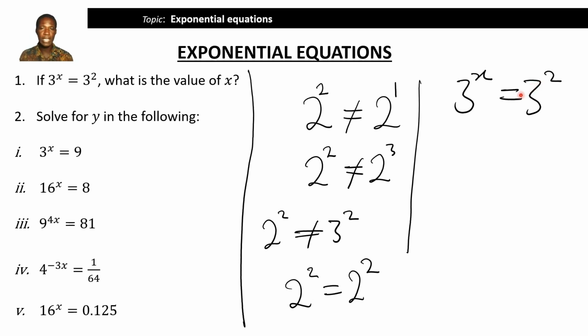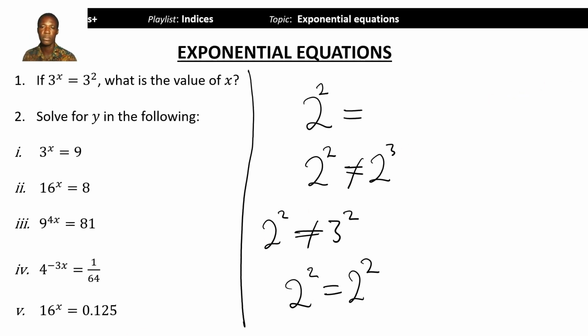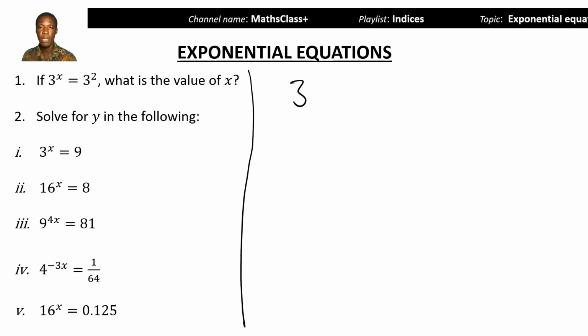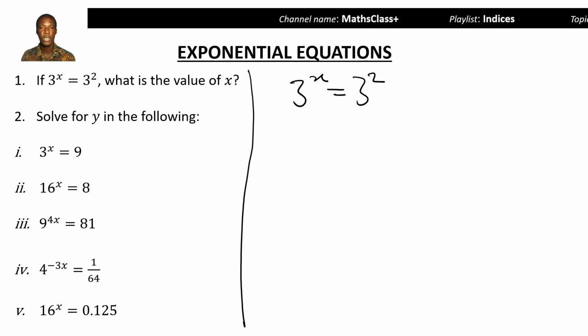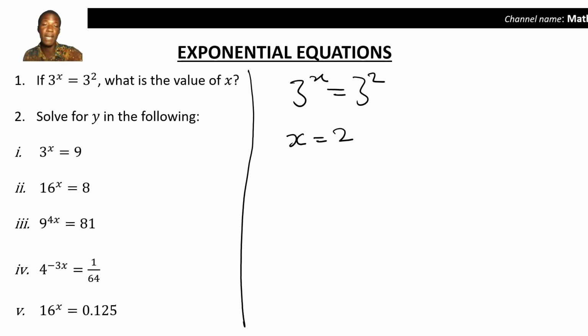So, in example 1, 3 to the power x is equal to 3 to the power 2. It means that we can say the exponents are equal. So, x is equal to 2. That is how we can find the value of x.